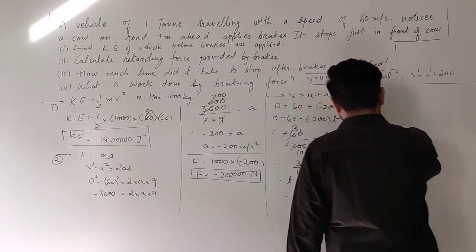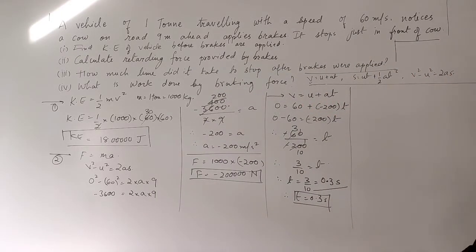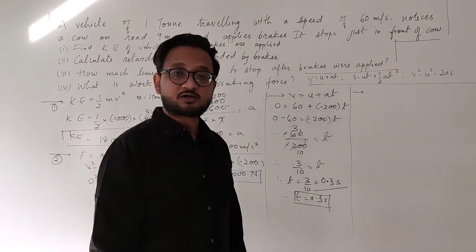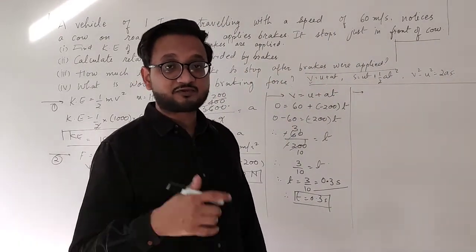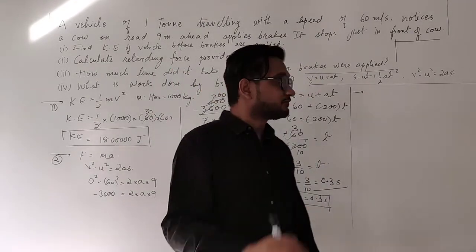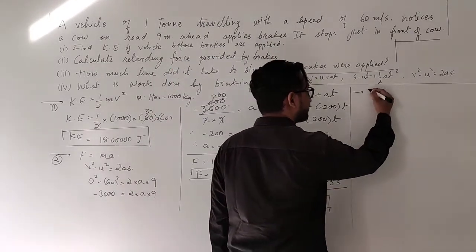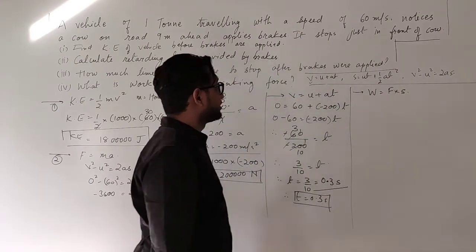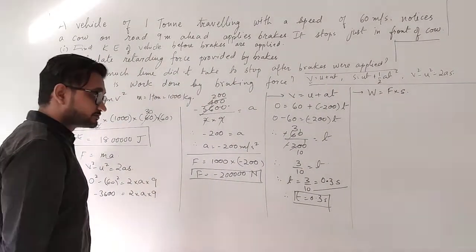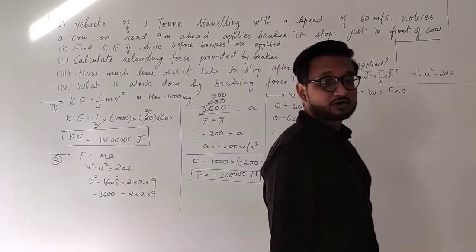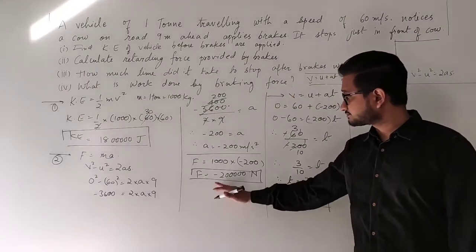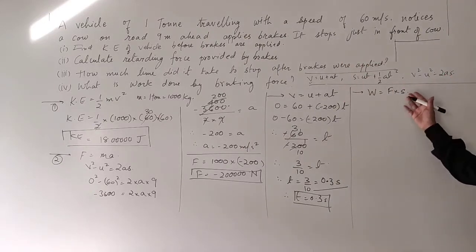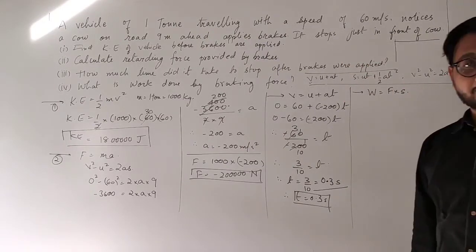We move on to the last part of the question, that is, what is the work done by the braking force? So now we need to find the work done. Okay, and for work done, it's a simple formula, work done is equal to force into displacement. Okay, force, we have already found the force, and we already have the displacement, it is 9 meters.